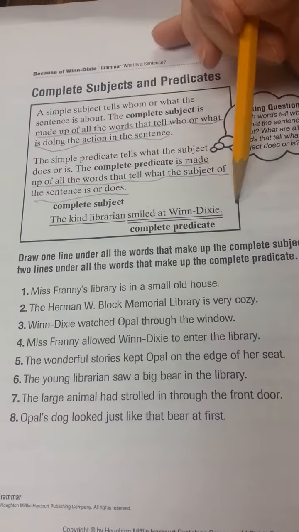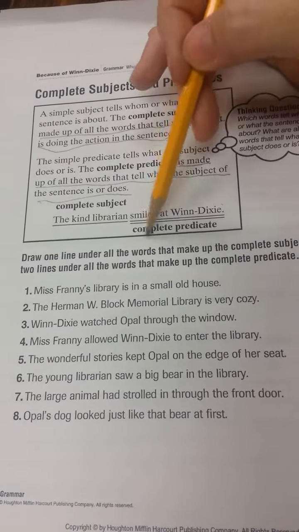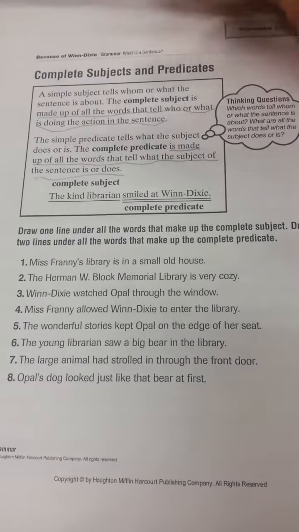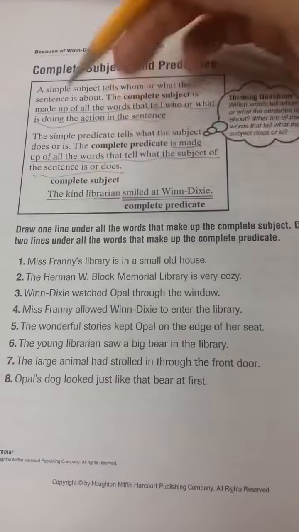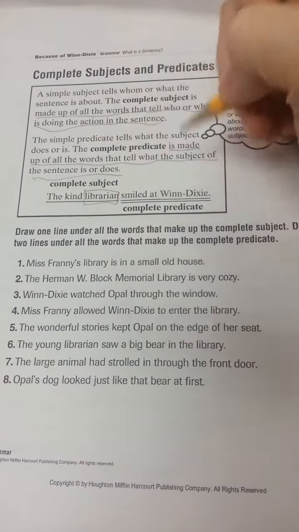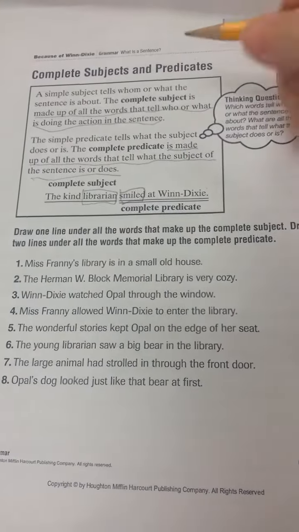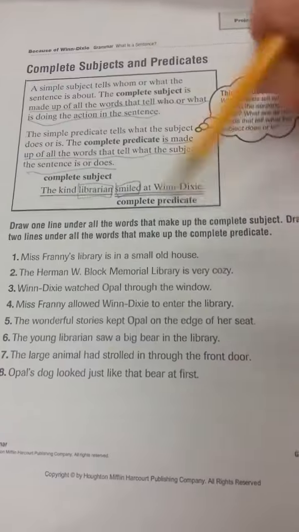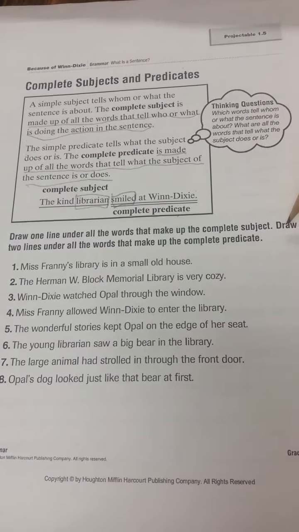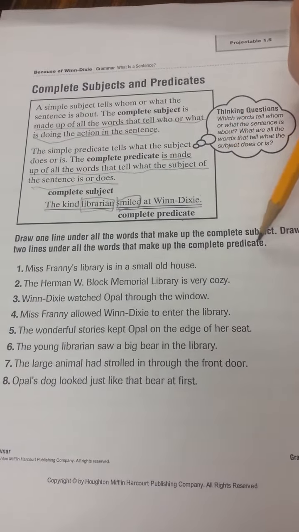Smiled at Winn-Dixie. Who did this librarian smile at? Well, she smiled at Winn-Dixie, so that's my complete predicate. I know that's a little confusing. If it were simple, my simple subject would just be librarian, and my simple predicate would just be smiled. Okay, but we're looking for complete. Draw one line under the words that make up the complete subject. Draw two lines under the words that make up the complete predicate.